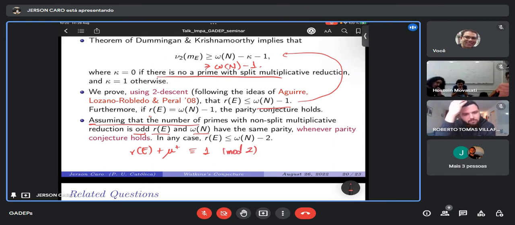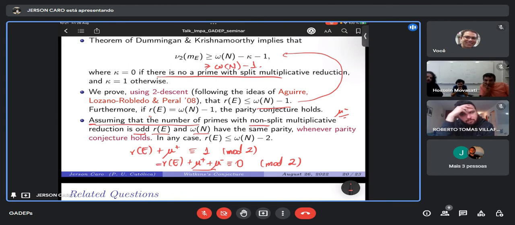And let me denote by mu minus the number of primes with non-split multiplicative reduction. So if we add this number to both sides, we get something like Re plus mu minus is congruent to an odd number plus 1, which is an even number, so this is 0 mod 2. But what is mu plus mu minus?